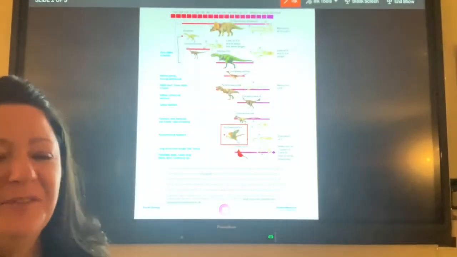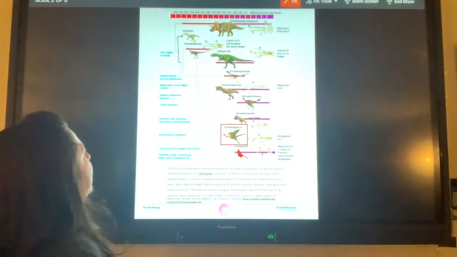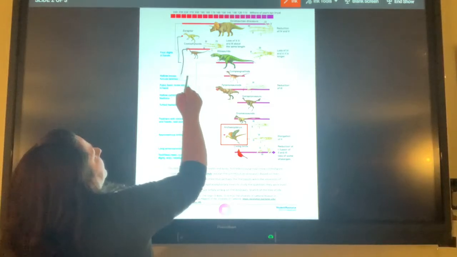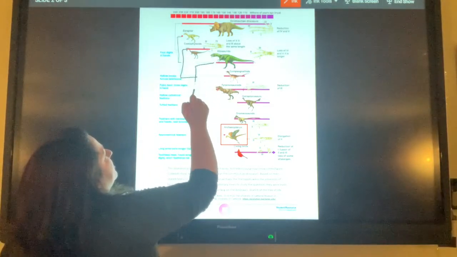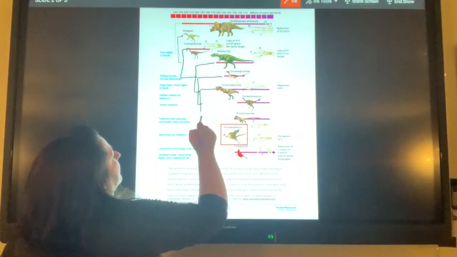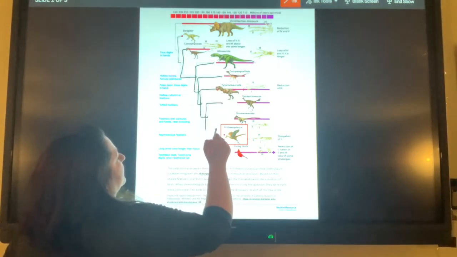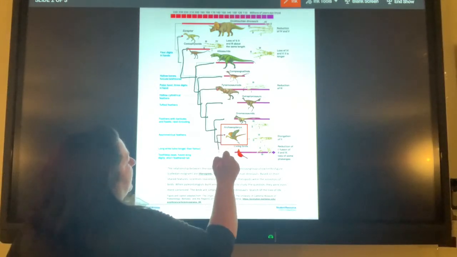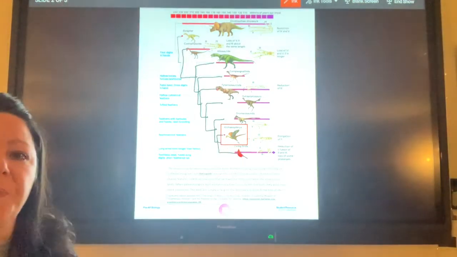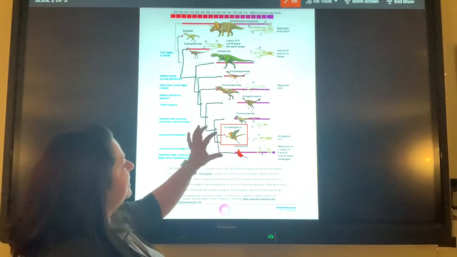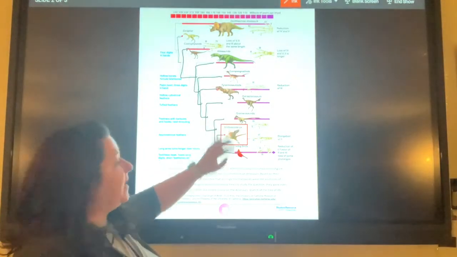All right, so let's see if we can get this to work. So basically you have a series of branches here, okay? And these branches are showing things that are related. I'm making them a little darker, so hopefully you can see them a little bit better. Okay, so you see all of these branches. The things that are closer together are going to be more related.